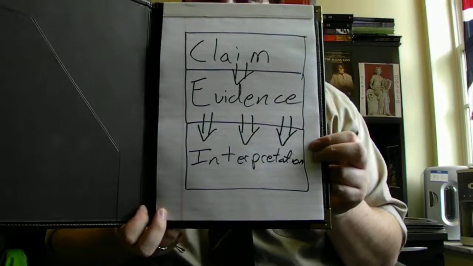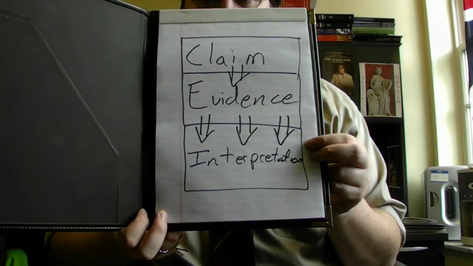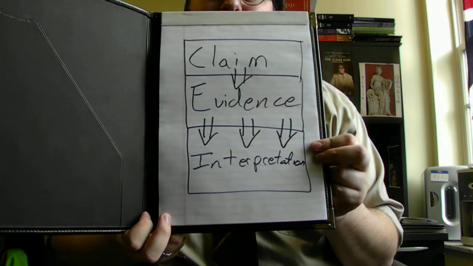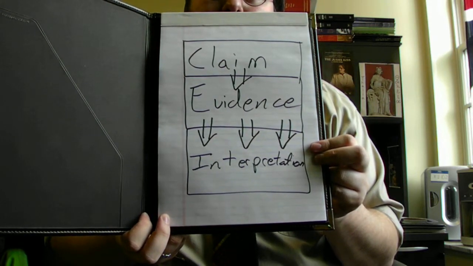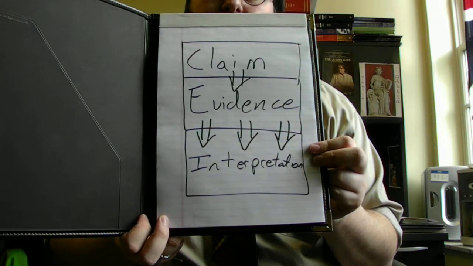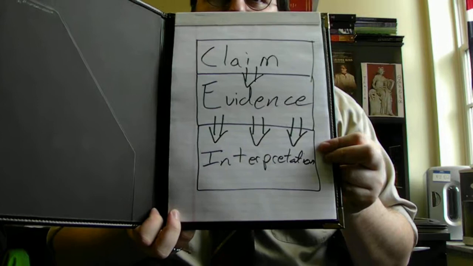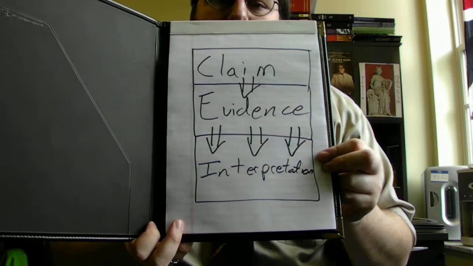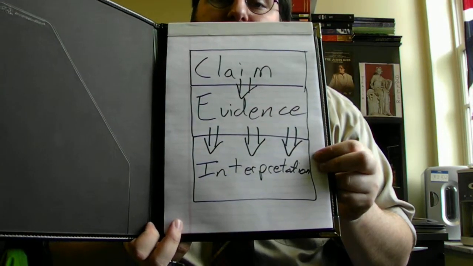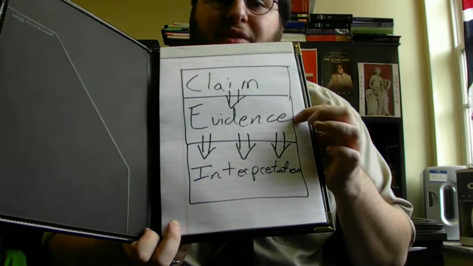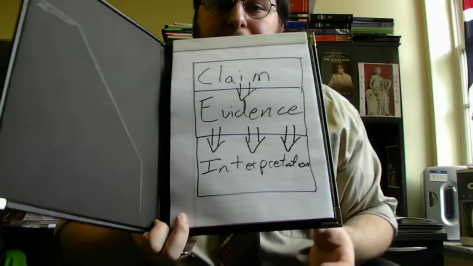And then you have interpretation. This is probably the most challenging part for most students because they really struggle with making clear how these things connect. So basically, to try and clarify this just a little bit, your interpretation is the work that you do to explain why your evidence supports your claim.